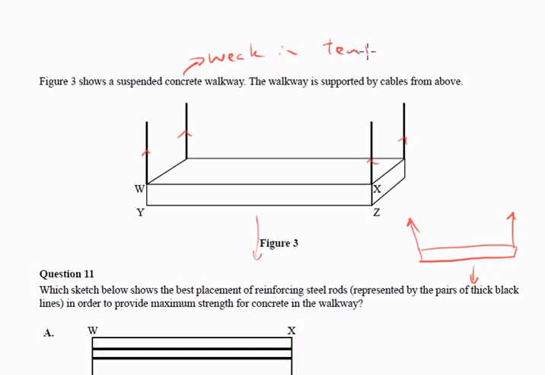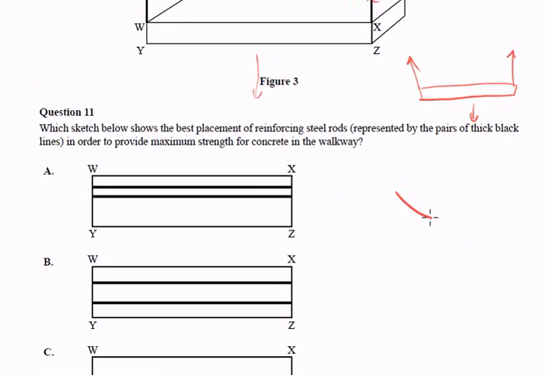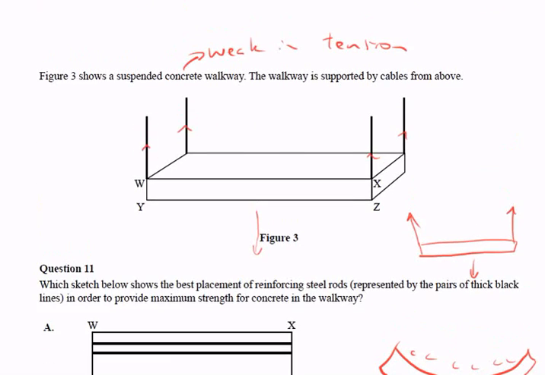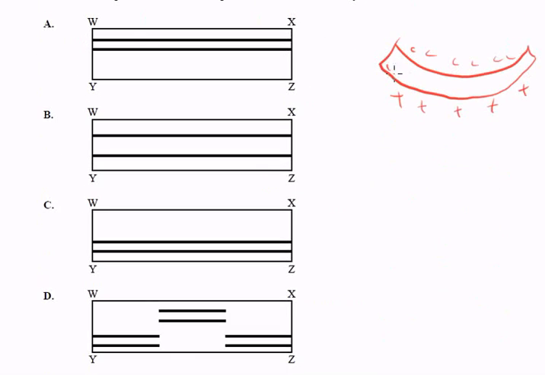So as an exaggeration of this thing here hanging, it will kind of end up like this. It's an exaggeration, obviously, but that's the sort of shape it's going to make. It's going to have compression on the top, and it's going to have tension on the bottom. And it is weak in tension. So it needs to have those steel rods in the bottom. Only C has that answer.